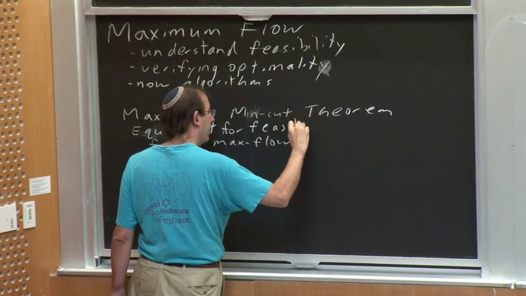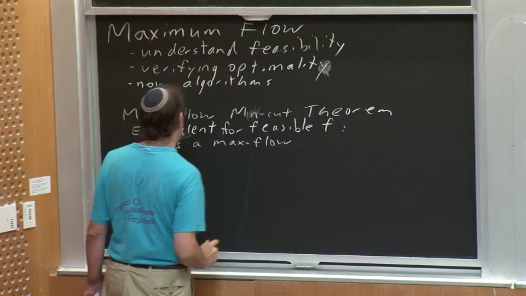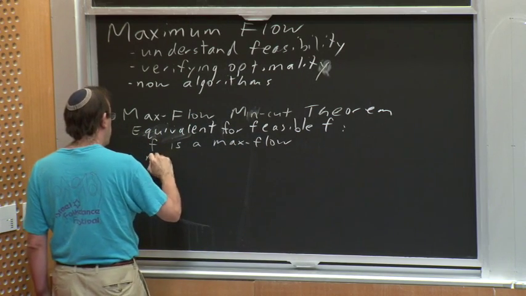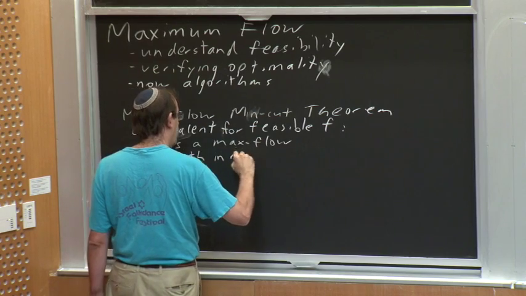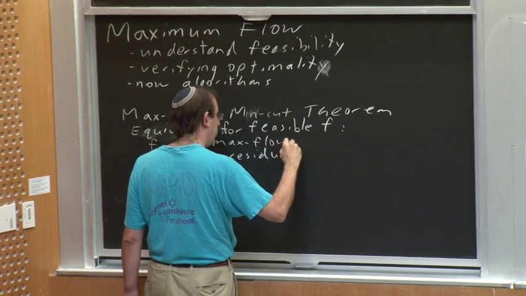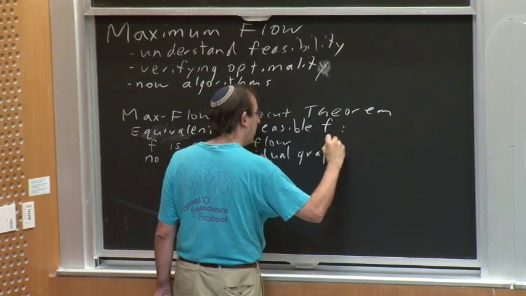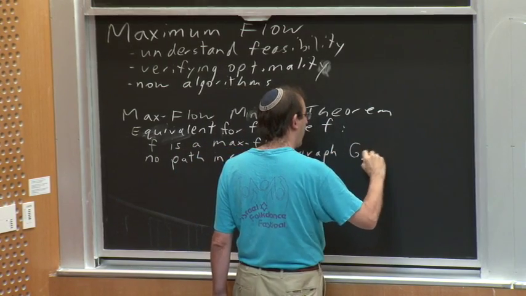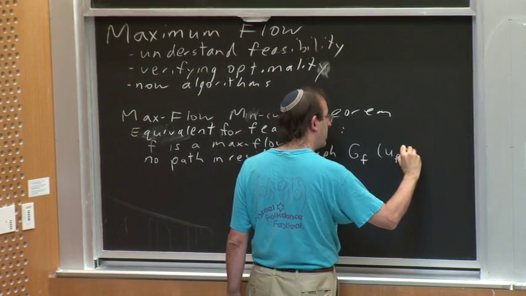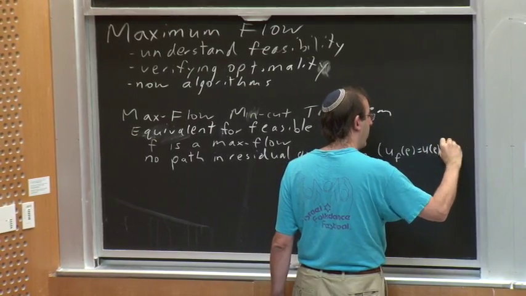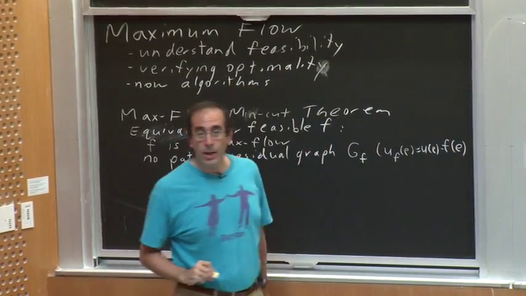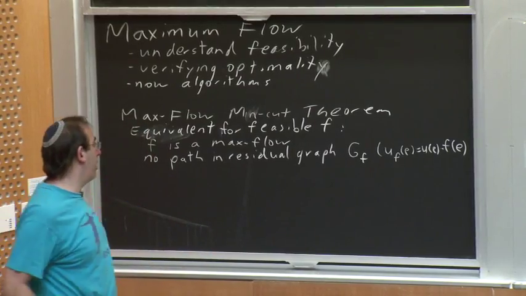Equivalents for feasible Fs are that F is a max flow, or that there is no path in the residual graph G sub F, where all the capacities U sub F are changed by the amount of flow on the edge.